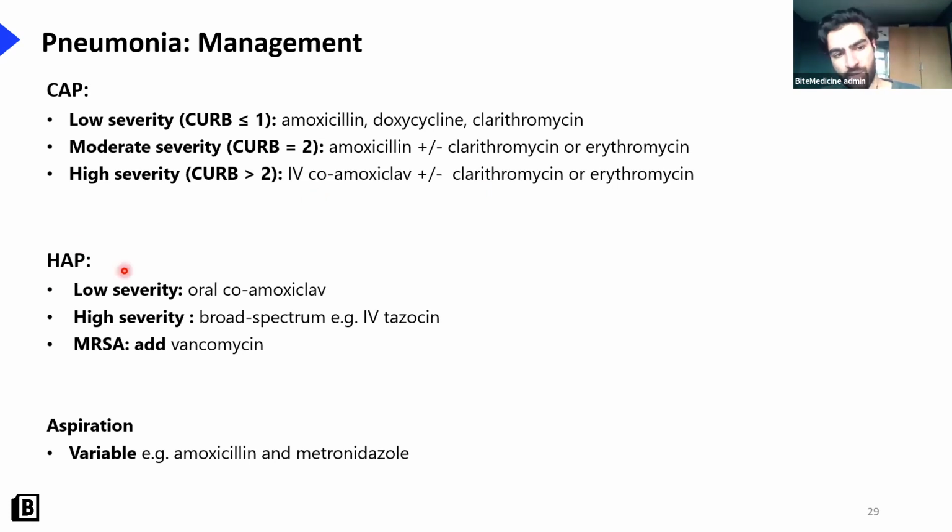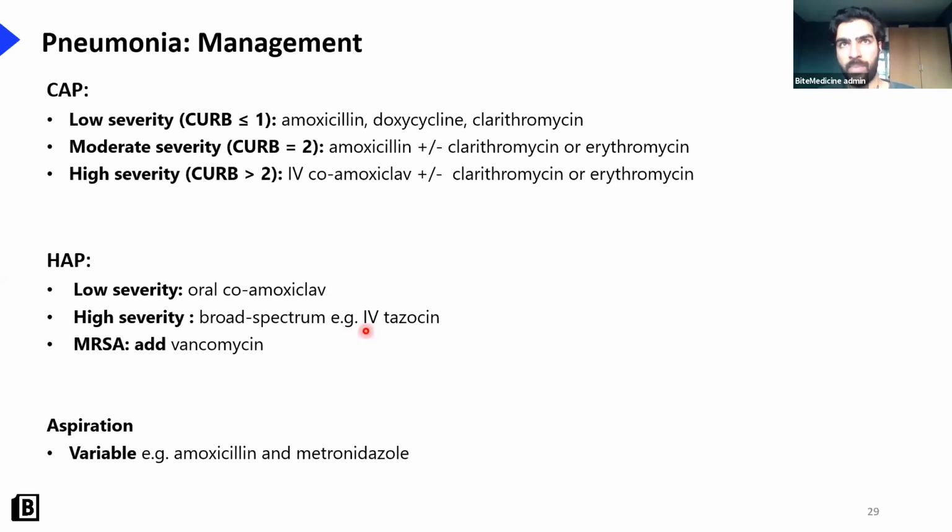In hospital-acquired pneumonia, you just need to think about how severe it is, and there's no score we use. We don't use the CURB score for hospital-acquired pneumonia. This is just a clinical decision. If it's low severity, you can get away with giving them oral co-amoxiclav. Co-amoxiclav is fairly broad spectrum, by the way. And if it's high severity, then you need to use something properly broad spectrum, like IV Tazocin.